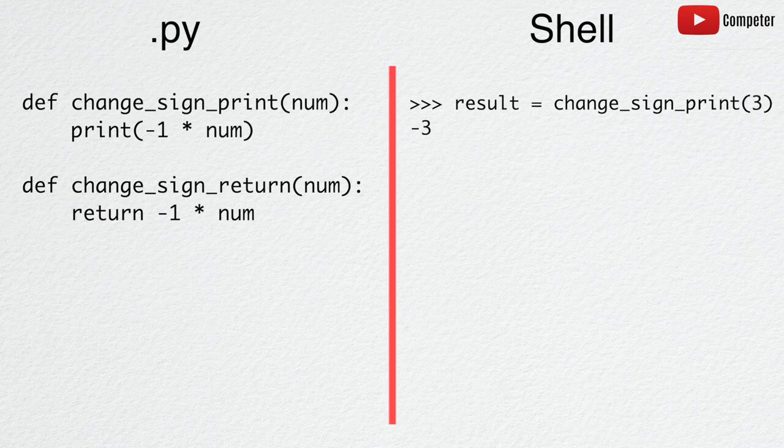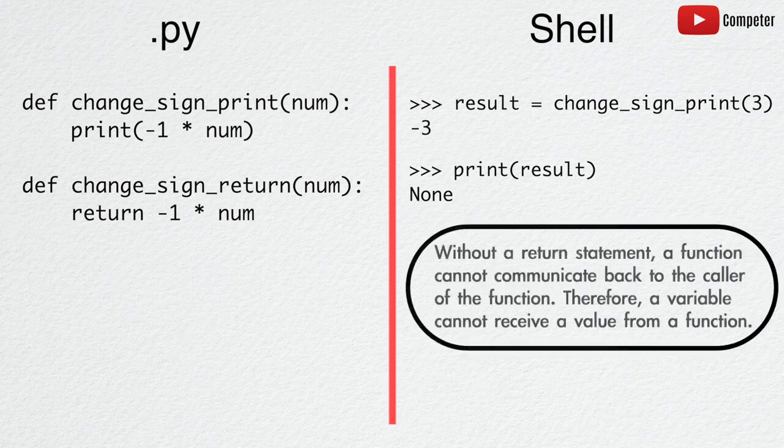Here, we assign the function change_sign_print to a variable called result. -3 is printed to the shell because of the print function inside of the called function. Now, when we print result, it contains None, which is Python's way of saying that nothing is stored in the variable. This is because the function never returned a value. Without a return statement, a function cannot communicate back to the caller of the function. Therefore, a variable cannot receive a value from a function.